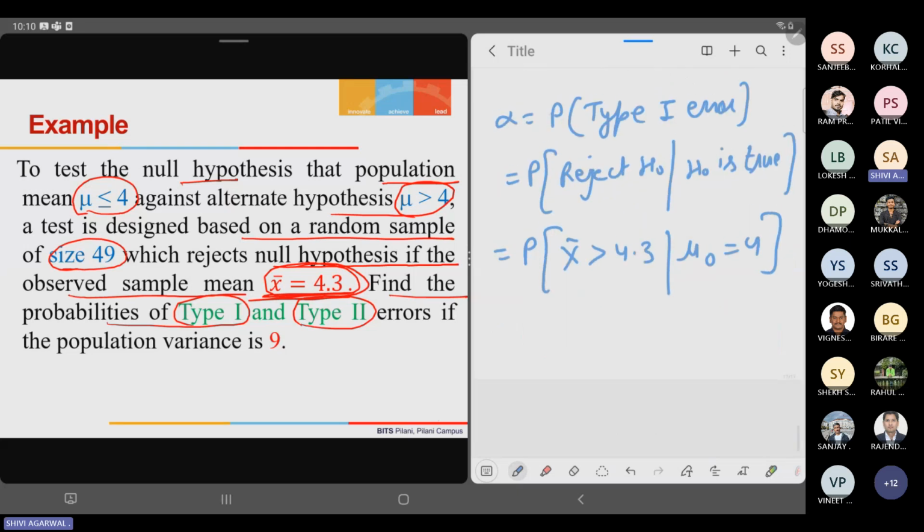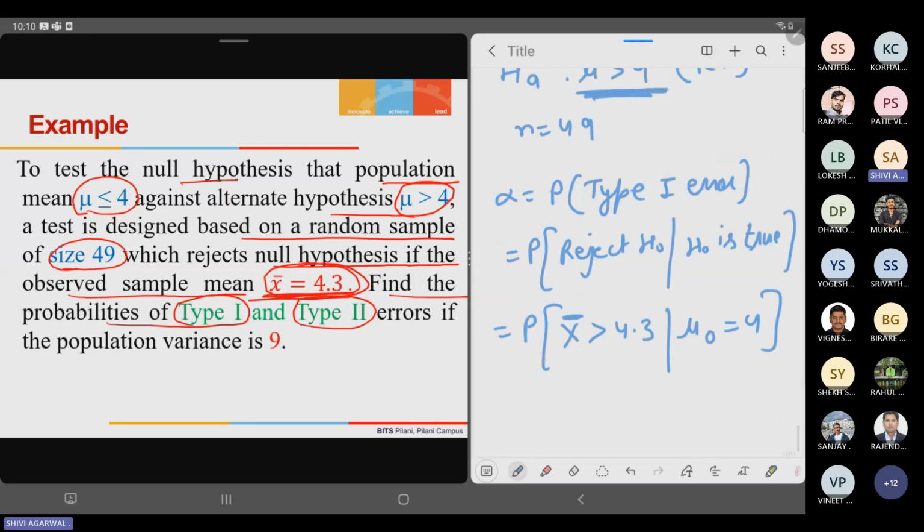Now you can just use X bar. We have already done X bar by the moment generating function. Do you remember that if the population is normal, then X bar also follows the normal distribution? So we can convert X bar minus mu naught. The distribution of X bar is normal with parameters mu naught and sigma upon root n. It is greater than, right?